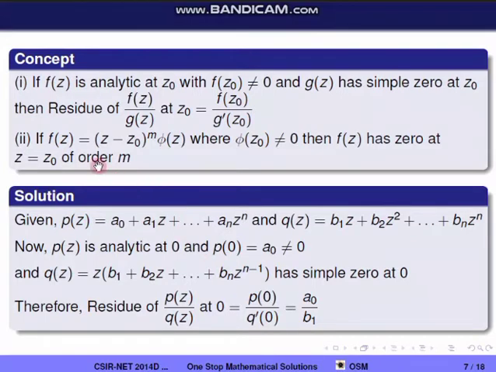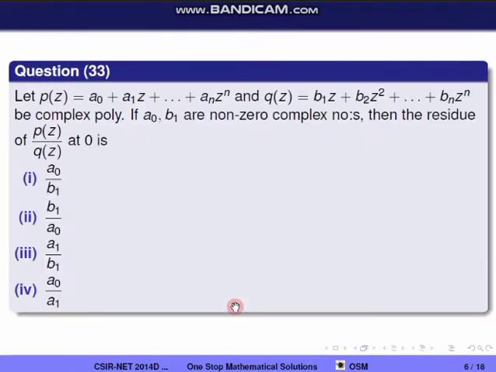So we can use this formula for finding the residue of P(z)/Q(z) at 0, which is equal to P(0)/Q'(0). We got P(0) as a0, and Q'(z) = b1 + 2 b2 z + ... + n bn z^(n-1). Therefore, Q'(0) is equal to b1. So the value is equal to a0/b1. So this is the residue's value. We'll check the correct option. So the correct option is the first one.